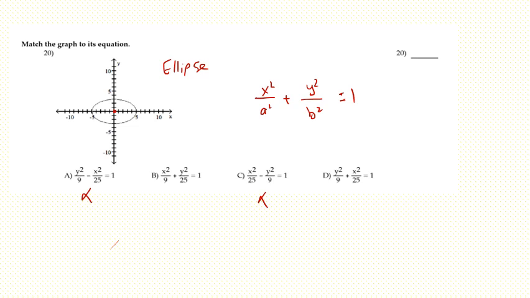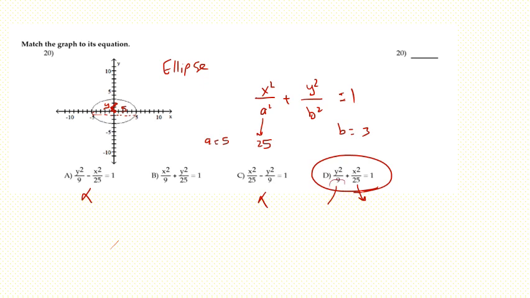So we need to count the diagonal on the x-axis. Its length is from negative 5 to 5, which is equal to 10. So half of the length is 5. So if a is equal to 5, a squared is equal to 25. So it should be x squared over 25. And the distance on y is 3. That's why b is equal to 3. So b squared is equal to 9.